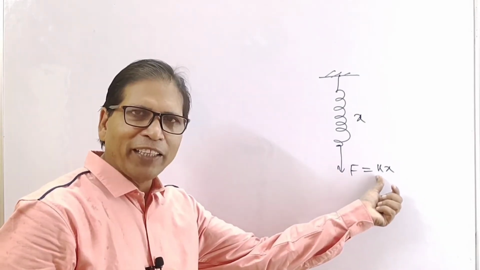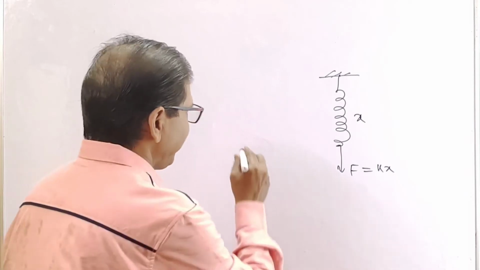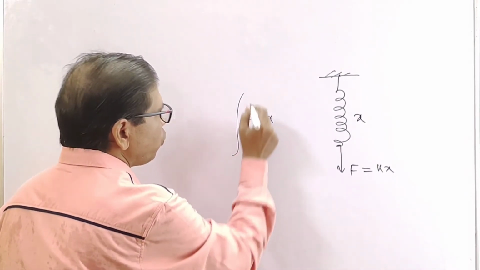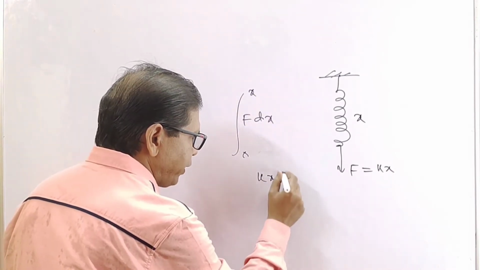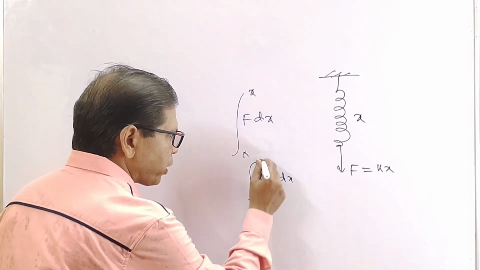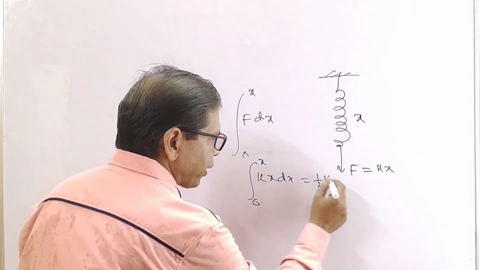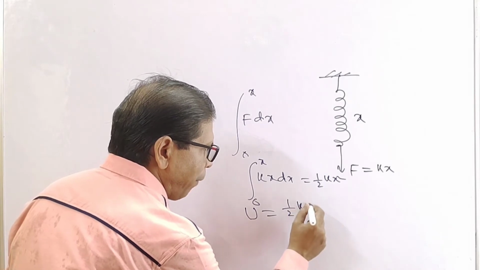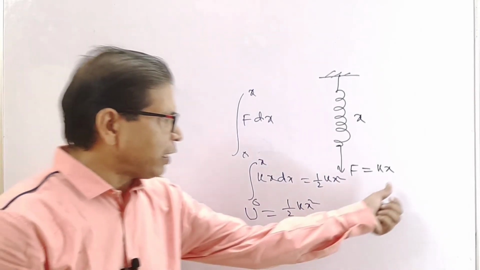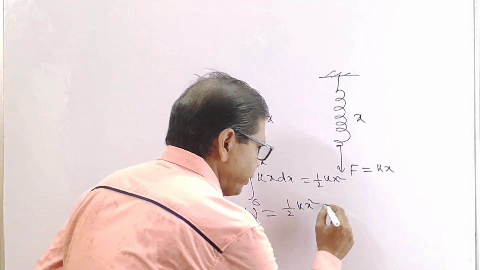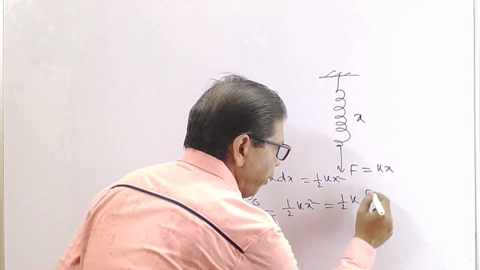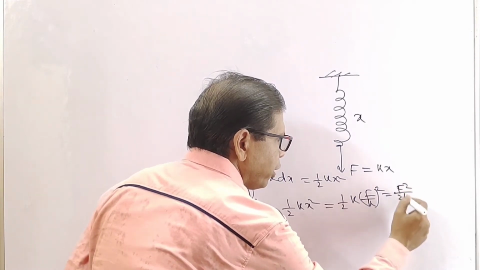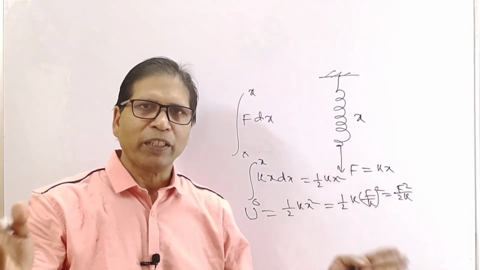So here work done by this force due to elongation x is equal to the integration of f dx from 0 to x. And this is the integration of kx dx from 0 to x. So this is half kx square. Therefore energy stored due to its position is half kx square. Now x equals F by k. So look at this, here half k into (F by k) whole square. So this is F square by 2k, the energy stored in the spring.